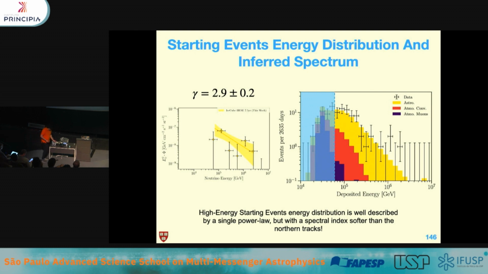And so this was a problem, because people that work in cosmic rays know that the cosmic ray spectrum is like E to the 2.7, so this is dangerously close to that number. This was concerning at the time. And more importantly, it's different from what we see for the northern hemisphere. So there was some slight tension between the two.